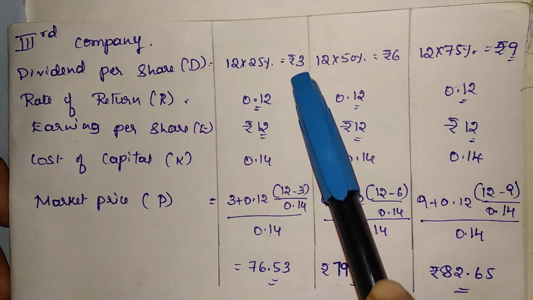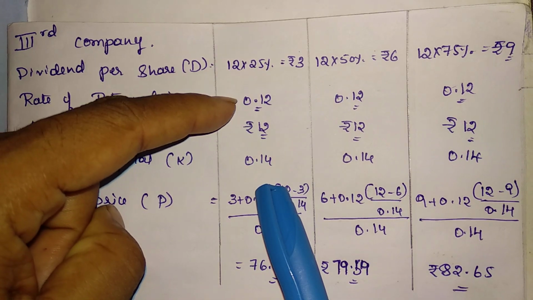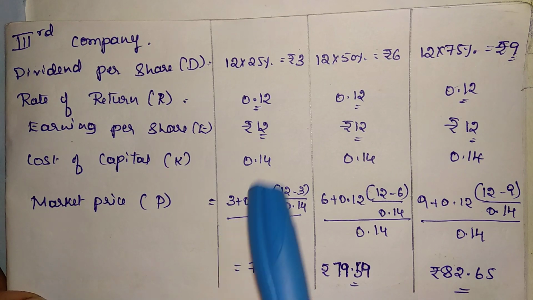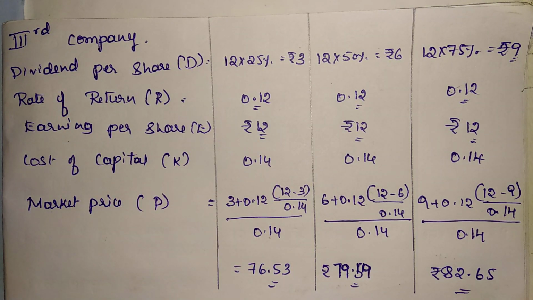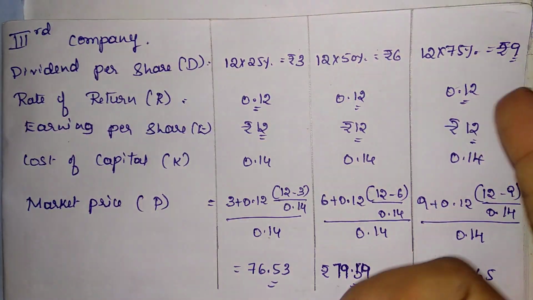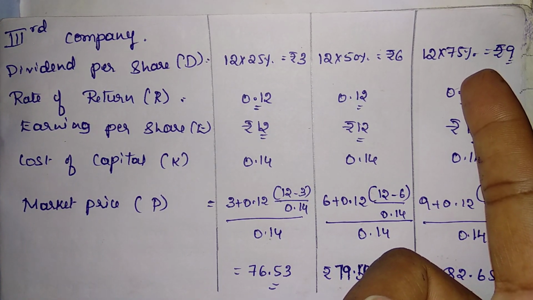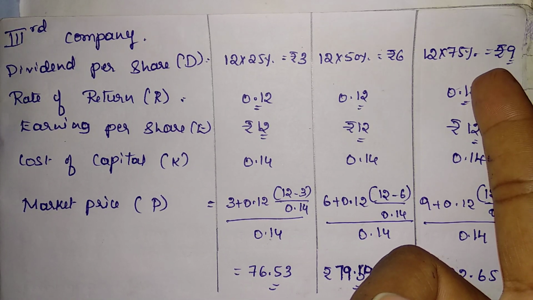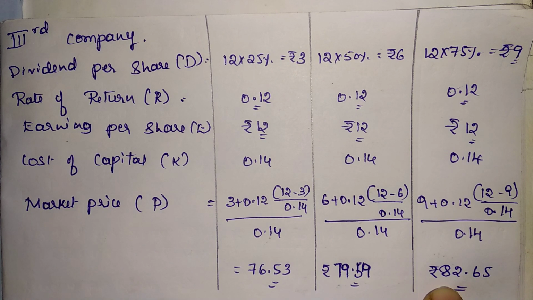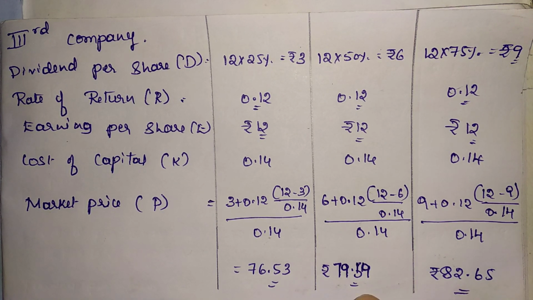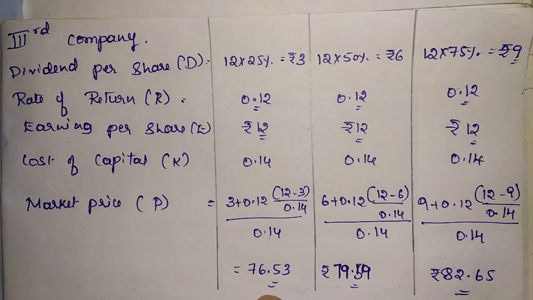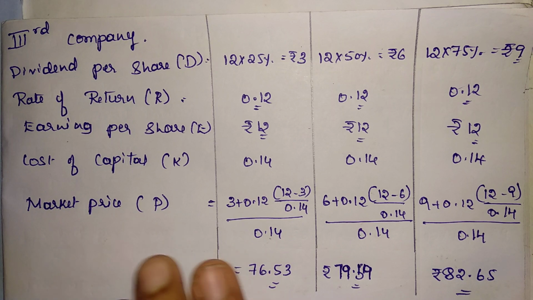Rate of return is 12%, cost of capital 14%, and that's why when payout ratio increases, the market price also increases. When retention ratio increases, even here in case of the third company, with retention ratio at 25%, market price is high. When it increases to 50%, market price reduces. When retention ratio increases to 75%, market price reduces. So this is a declining firm.